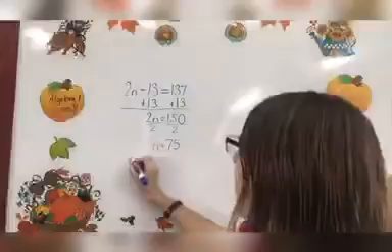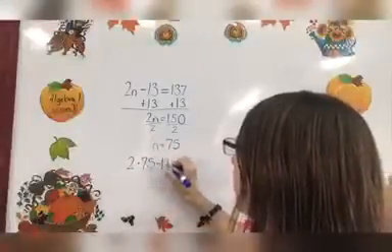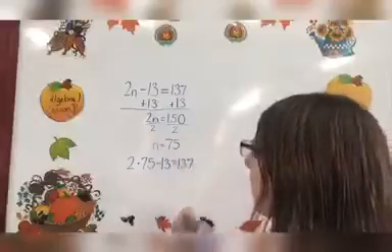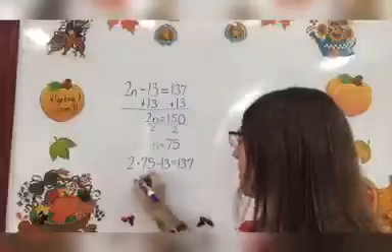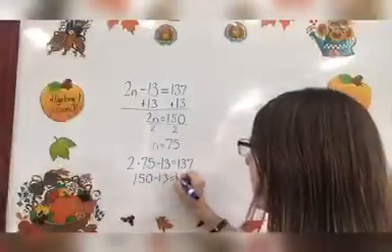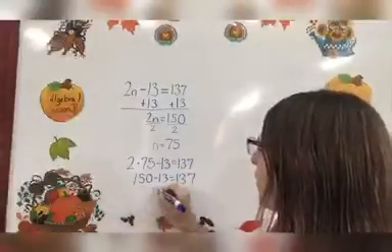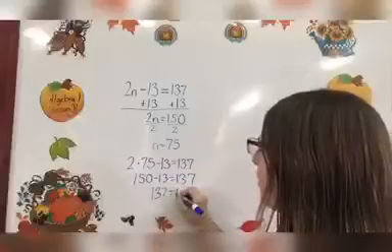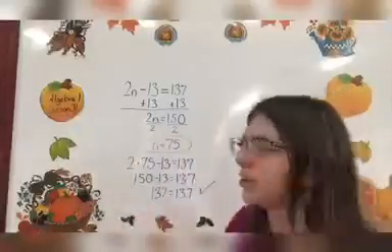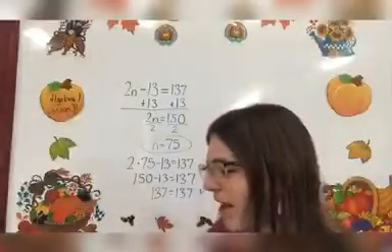I put 75 back in place of n in order to check. 2 times 75 minus 13 equals 137. I multiply 2 times 75, which gives me 150, minus 13. And then I subtract 13 from 150, it gives me 137. My answer checks, so 75 is indeed my answer. All right, let's do the next one.